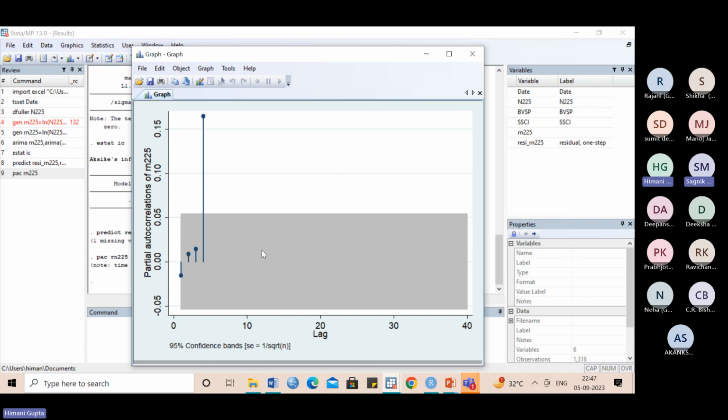Okay ma'am. It's up to you how you are going to create a model. But the auto.arima facility is not there in Stata. You can just check it by ACF or PACF.